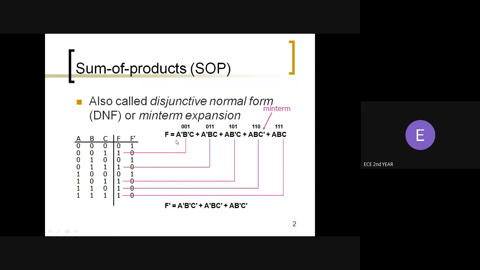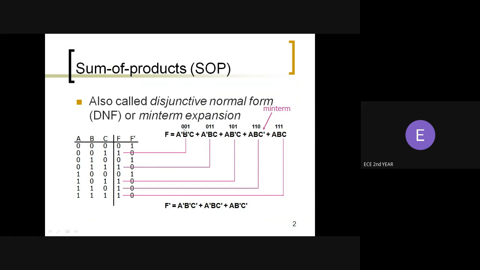So for a similar case, you see here A bar, B bar, C. We can write that as 0, 0 and 1. For the second term, A bar B C, that will be 0, 1, 1. And for the third term, A B bar C, that will be written as 1, 0, 1. And this particular term, A B C bar, that will be 1, 1, 0. And the last one, A B C, that will be triple 1.